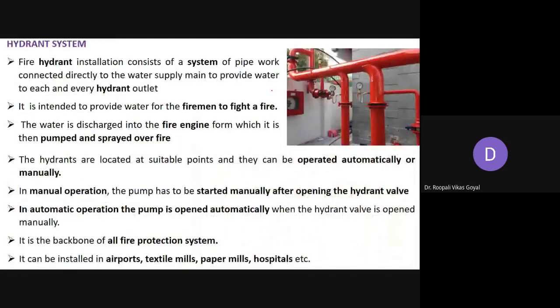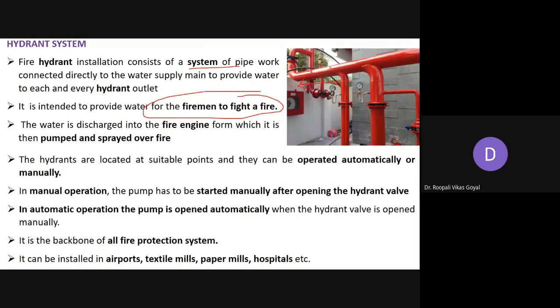Next is hydrant system. So everybody knows this hydrant. So basically this fire hydrant installation consists of a system of pipe network, a complete pipe network. Okay, and generally it is intended to provide water for firemen to fight a fire. So high pressurized water is coming to that hydrant, and that water will be made available to firemen. So उसका जो hose pipe आता है, that can go to very much height, and under pressure that water is to be applied to the fire.